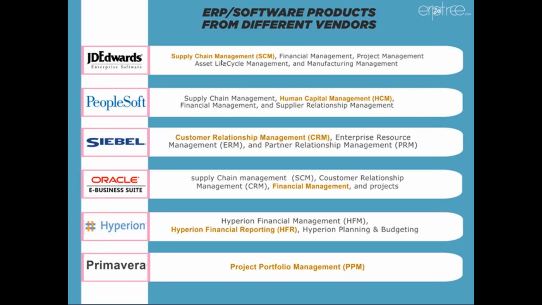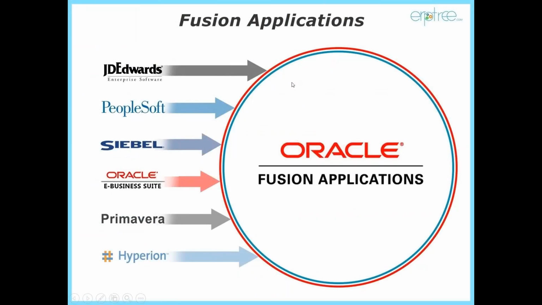And from other ERPs, whichever applications those ERPs were specialized in, they took those applications into Fusion Applications. That's how they built Fusion Applications. So this is how Oracle built the Fusion application. The meaning of Fusion application is that Fusion Applications are built based on multiple legacy ERP products.